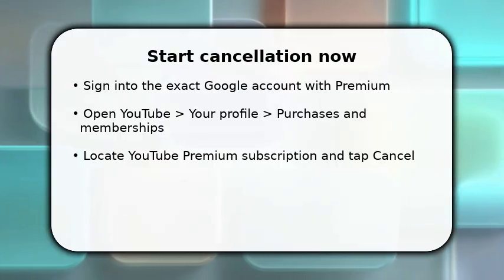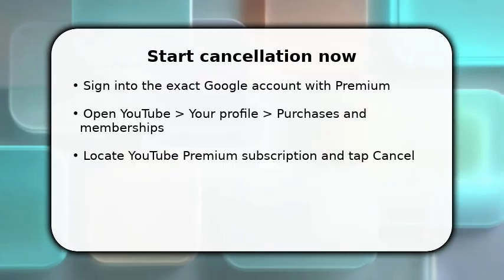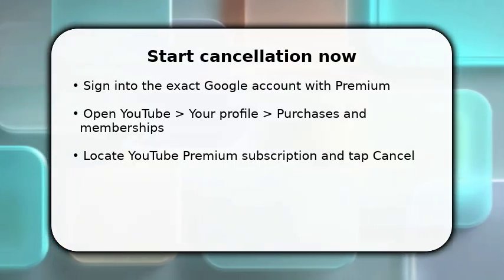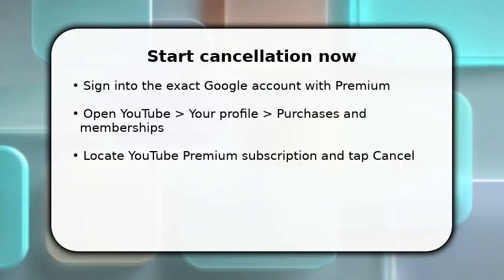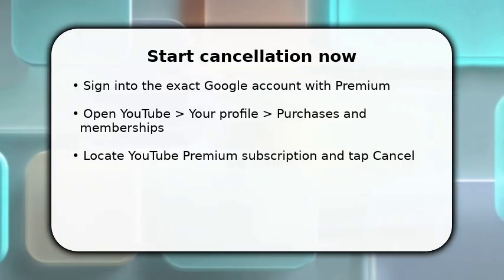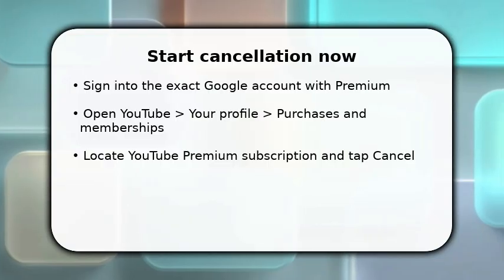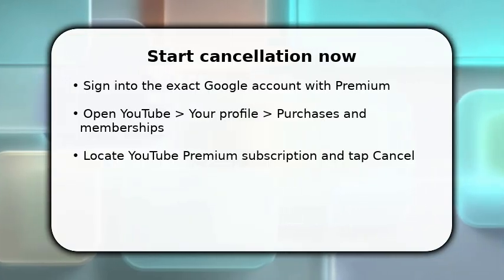You signed into the correct account. Now act. Open YouTube, tap your profile, then choose Purchases and Memberships so you see active subscriptions. Once you see YouTube Premium, select the subscription and press Cancel Membership.